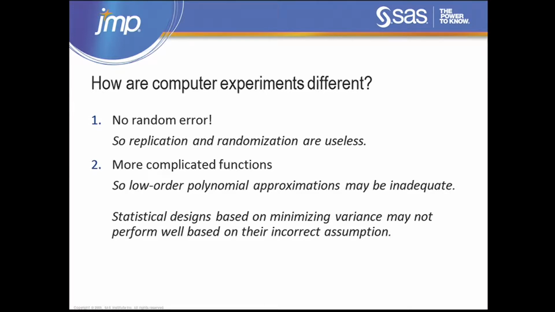These designs, like what would be produced by the custom designer in JMP, are meant to reduce variation, but we don't have variation to reduce. So we need a different kind of approach to computer experiments than the variance optimal designs.